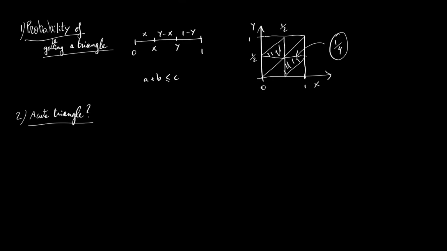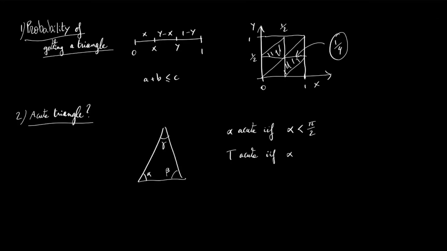So first, let's go back to the definition of what is an acute triangle and also what is an acute angle. So let's say that you have a triangle like this with the 3 angles alpha, beta, and gamma. We say that alpha is acute if and only if alpha is smaller than 90 degrees or pi over 2. And for a triangle, we say that a triangle T is acute if and only if the 3 angles alpha, beta, and gamma are strictly lower than pi over 2.